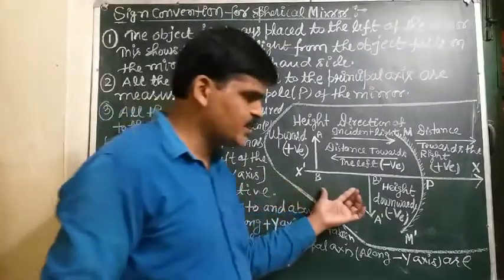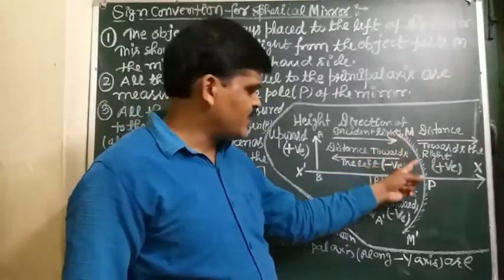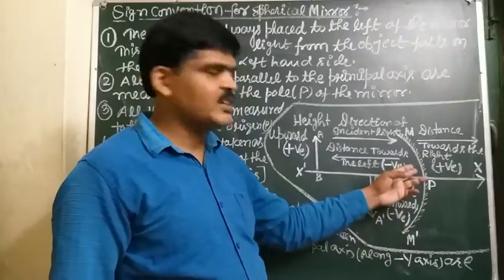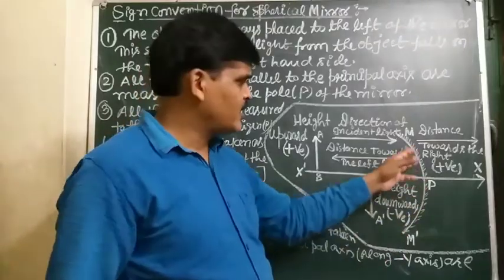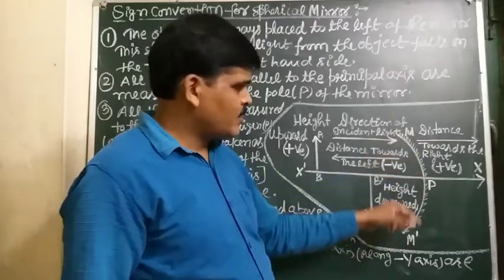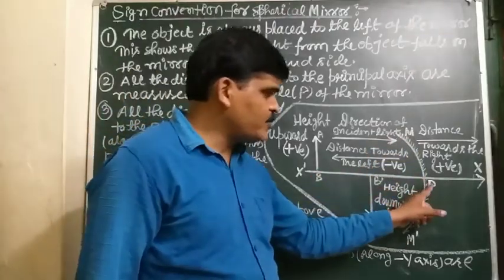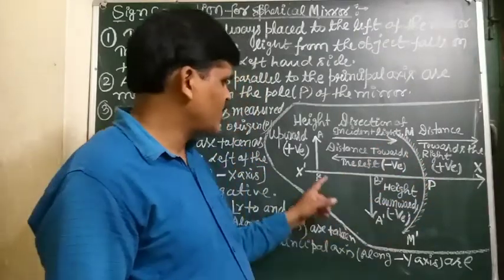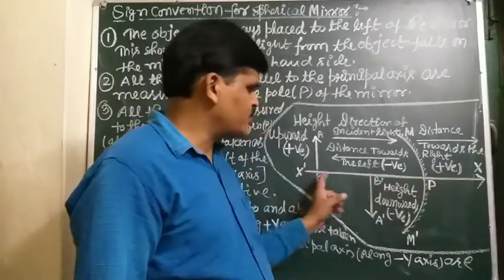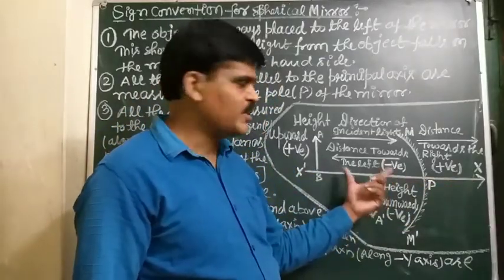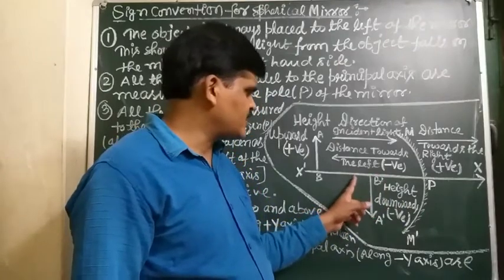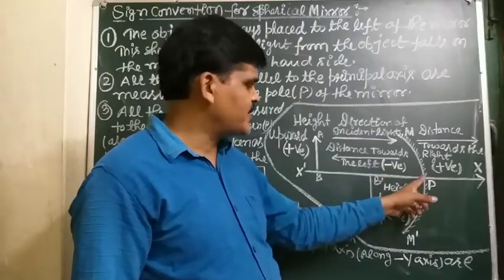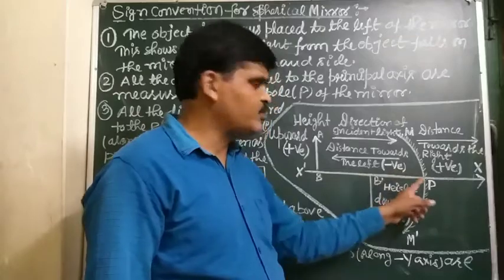First of all, you see here, this is the spherical mirror, taken in the form of M and M dash, and this spherical mirror is taken as a concave mirror. We can take a convex mirror also. P is the pole of the spherical mirror, which is taken as the origin, and the x-axis is taken to be the principal axis, because we know that a straight line joining the center of curvature to the pole of the spherical mirror, a straight line joining C and P, is known as the principal axis.